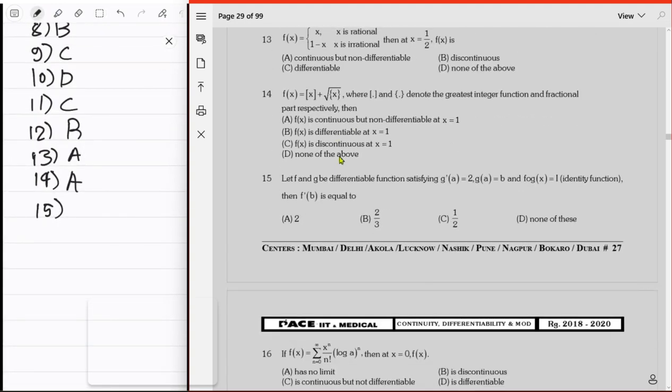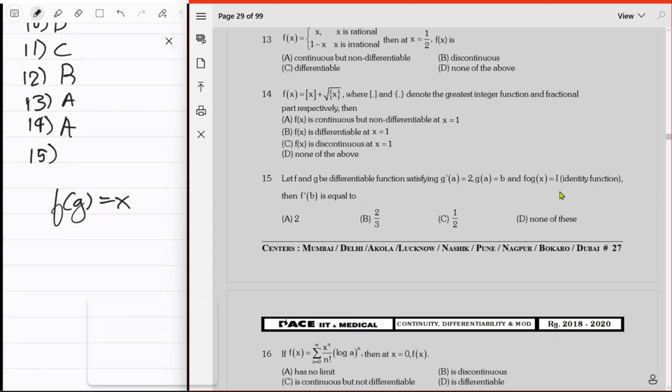15th is: let f and g be differentiable functions satisfying g dash of a equal to 2, g of a equal to b, and f of g of x is equal to the identity function. Then f dash of b is equal to, so g dash of a equal to 2. Okay. Both are in fact differentiable. That's awesome. g of a is equal to b. f of g of x is equal to the identity function. So basically, what you're saying, f of g of x is equal to x, right? Yeah. So f of g is equal to x. Okay. Then f dash of b.